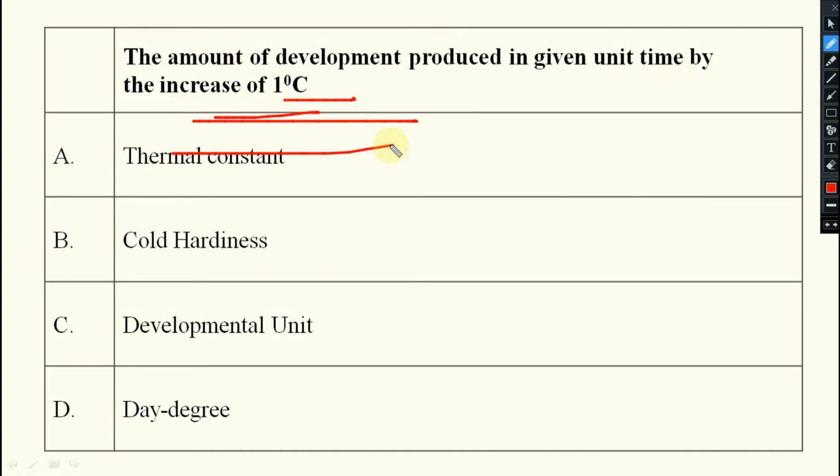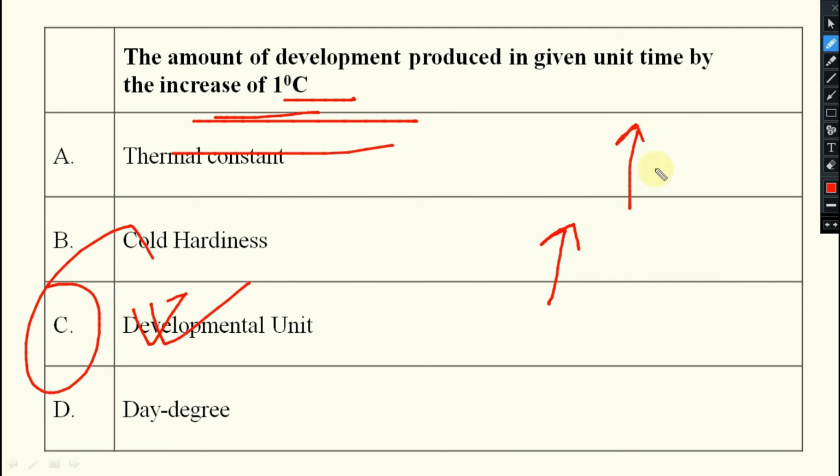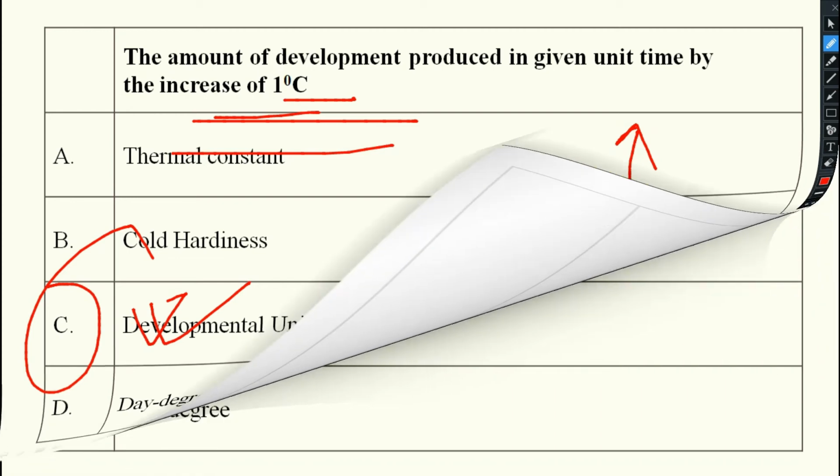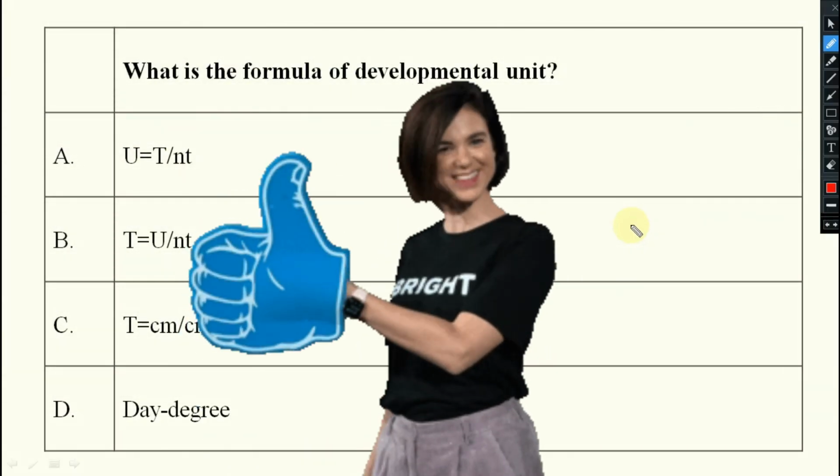Then the amount of development produced in a given unit time by increasing 1 degree centigrade, that will be known as what? Your developmental unit. What is the developmental unit? By increasing 1 degree centigrade, how much extra development occurred in a unit time? That is known as what? Your developmental unit.